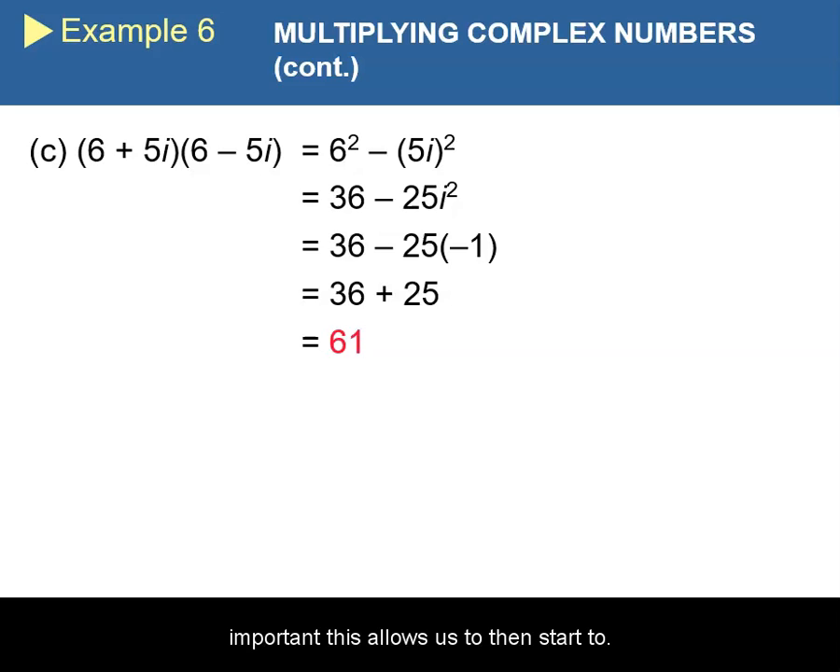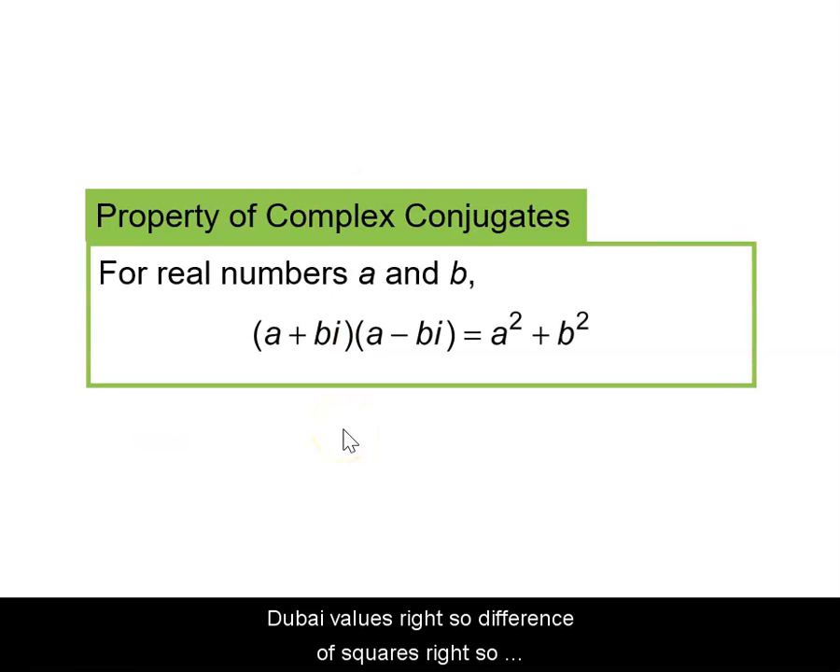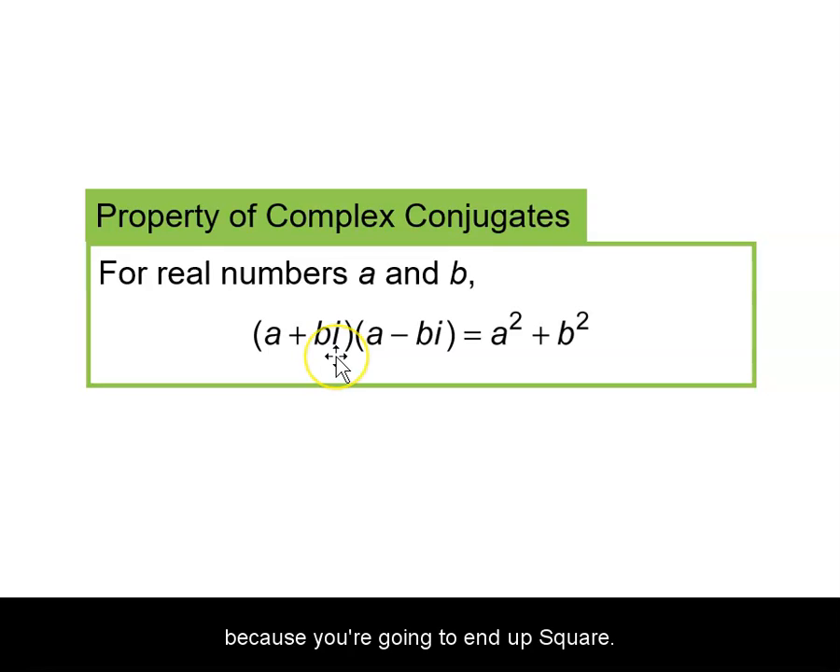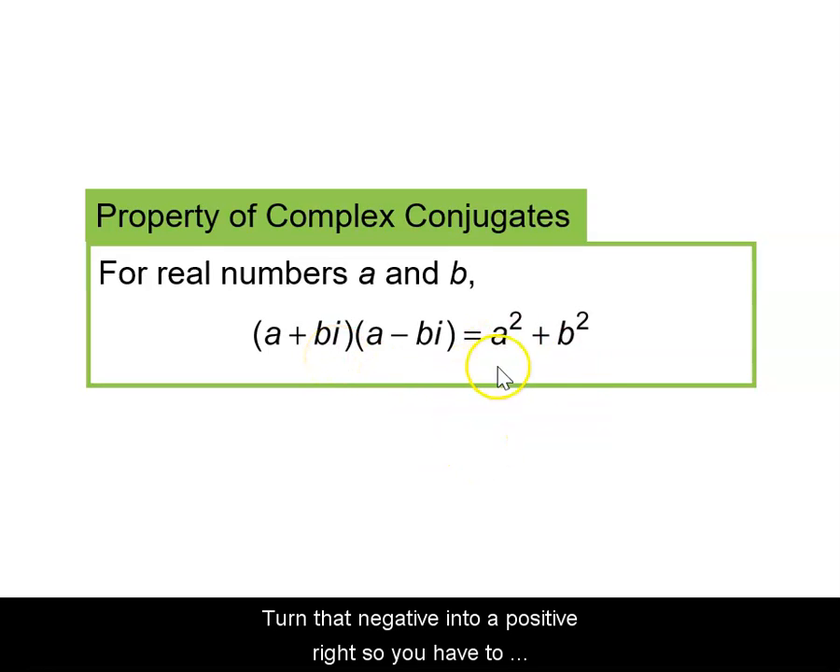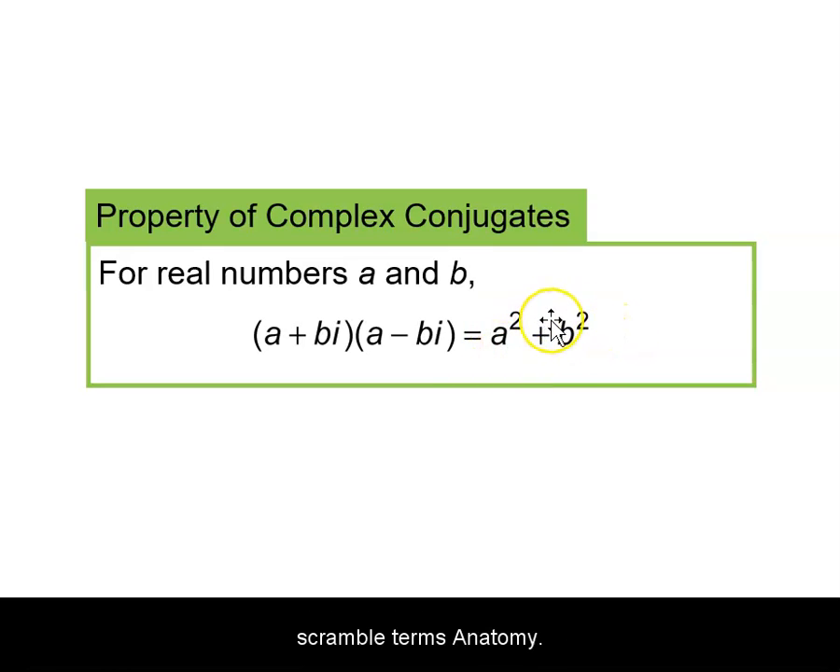This allows us to then start to divide values, right? So it's the difference of squares, right? So square the first term, square the last term, find the difference between them, but it'll end up being that you add the square of both values, because you're going to end up squaring an i, which will turn that negative into a positive, right? So you end up just squaring both terms and adding them together.